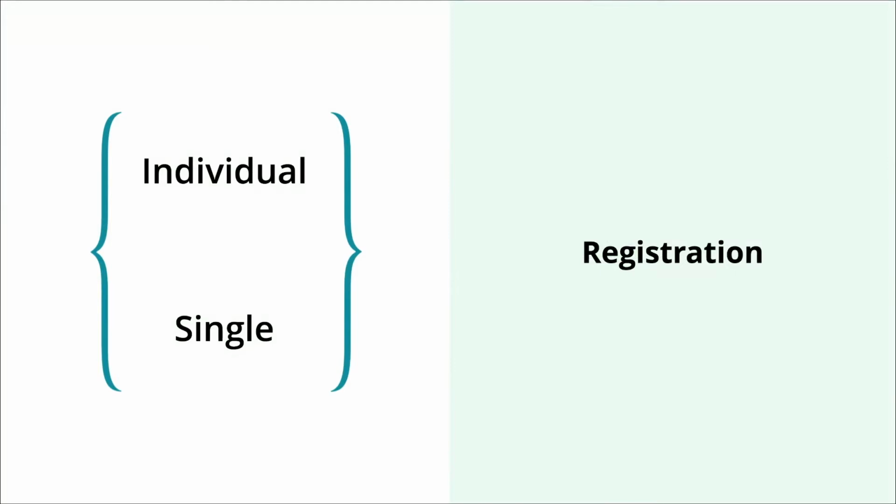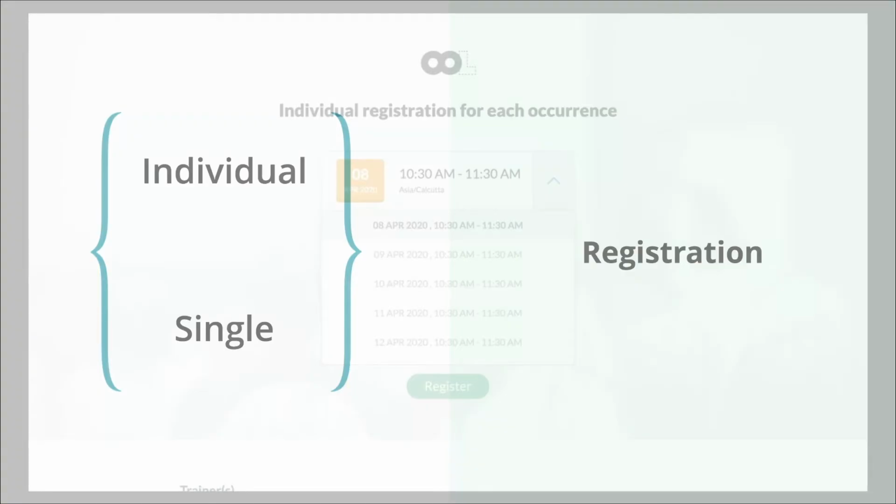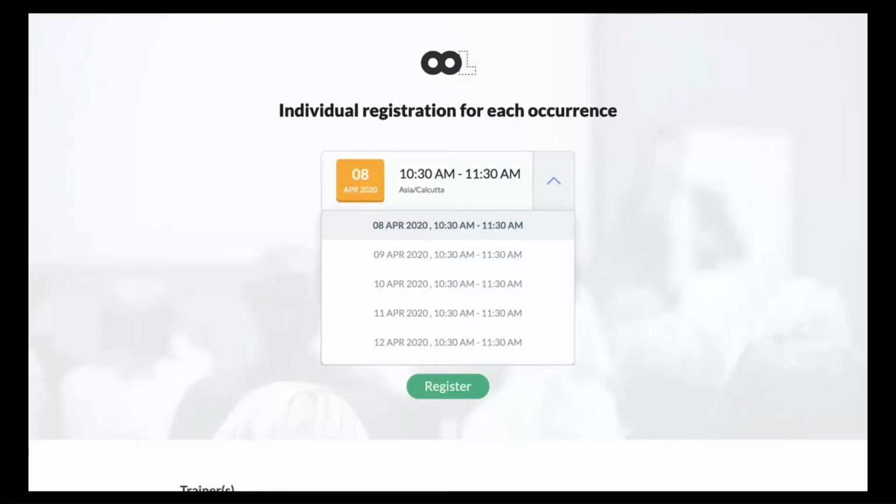There are two modes of registration in Zoho Showtime, through which trainees or participants can register and attend the scheduled session: individual registration and single registration. You can create individual registration for each occurrence. This would allow your participants or trainees to register separately for each recurring session. For instance, in the example that you see here on the screen, your participants can choose to register for the session on 8th, 10th, and 12th.